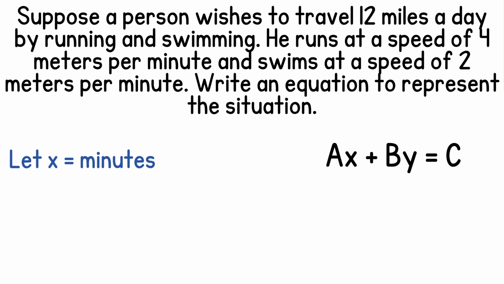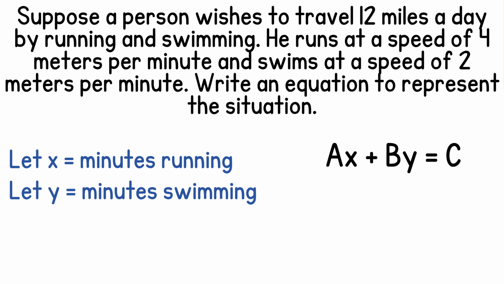First, we need to determine our variables. We'll let x represent the minutes running, and y will represent the minutes swimming. Since we know that he runs at a speed of 4 meters per minute, we can replace a with 4, since x talks about our running time. We also know that he swims at a speed of 2 meters per minute, so we can replace b with 2. Finally, we know that he wants to travel 12 miles a day, so we'll replace c with 12, since that's what we want our equation to equal.